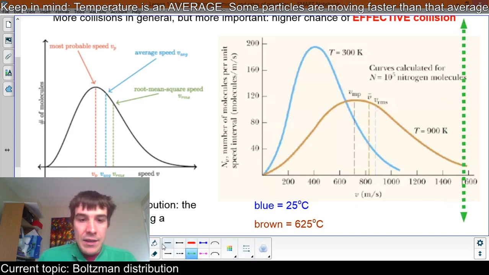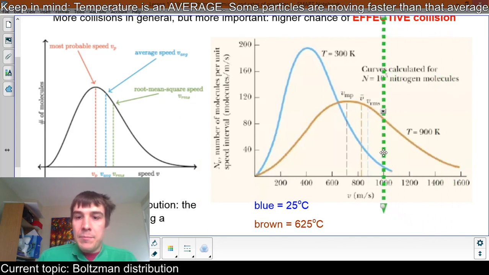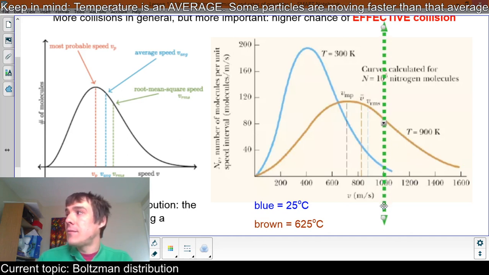If we have a cutoff, right? Let's pretend that our reaction can only happen when the molecules hit each other at 1,000 meters a second. Well, most of them in brown or in blue won't react, but there's a proportion of them in the brown that will react, and a tiny, tiny bit of them in blue that will react. So we predict then that the reaction will go faster at a higher energy, at a higher temperature, with the brown reaction compared to the blue reaction, right?